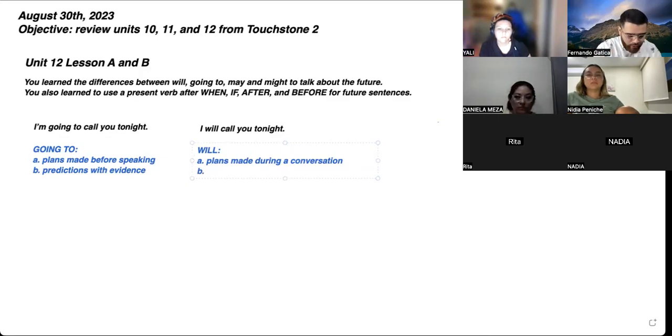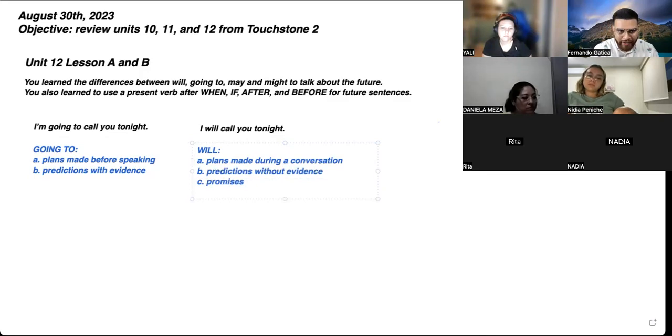You can also use will for predictions without evidence, like for parties, for events. I think the party will be fun. This weekend will be great. You don't know, no evidence. You can also use will for promises, like I will call you tonight. Maybe that's a promise. And also for future facts, hechos del futuro, like your birthdays or when the presidents change, things that will happen because they need to happen.